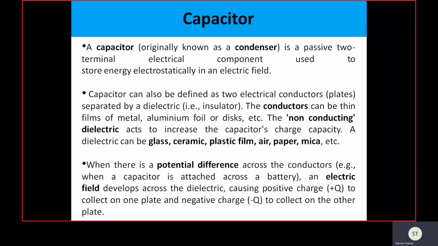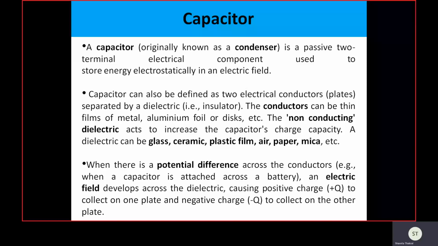The next component is the capacitor, and this is also a passive electronic component. It is a two terminal passive electronic component that stores energy in the form of an electrostatic field. Or another way we can define the capacitor is as two parallel metallic plates separated by a dielectric or an insulator.